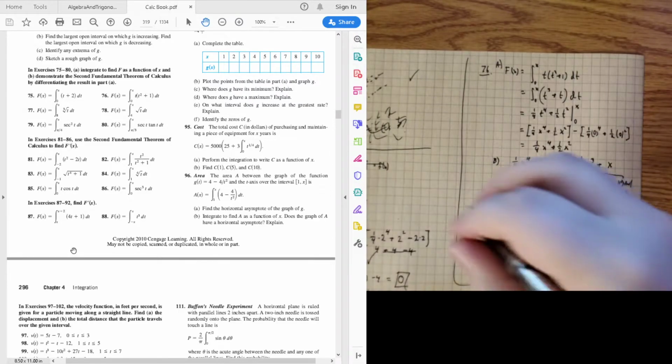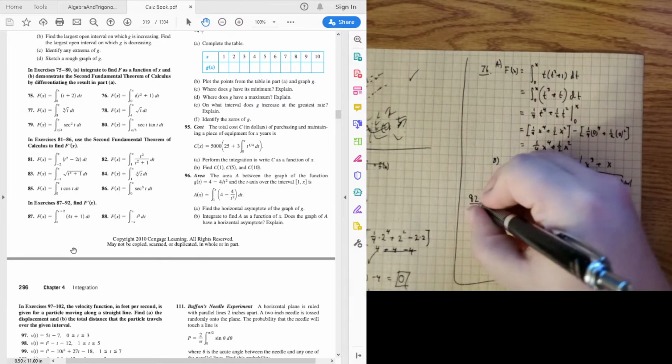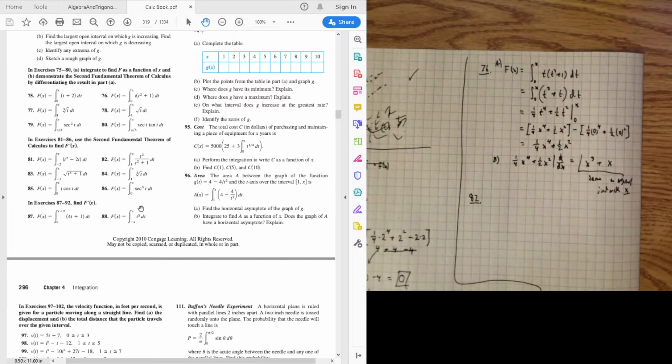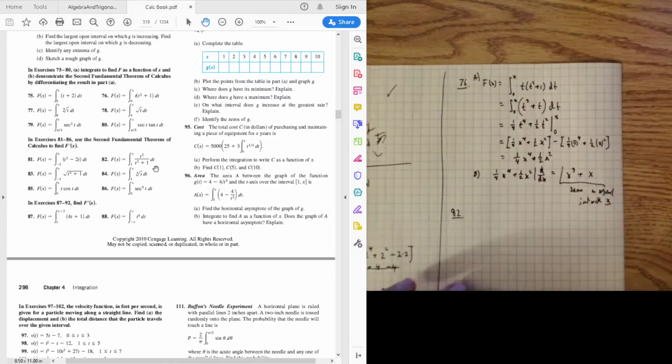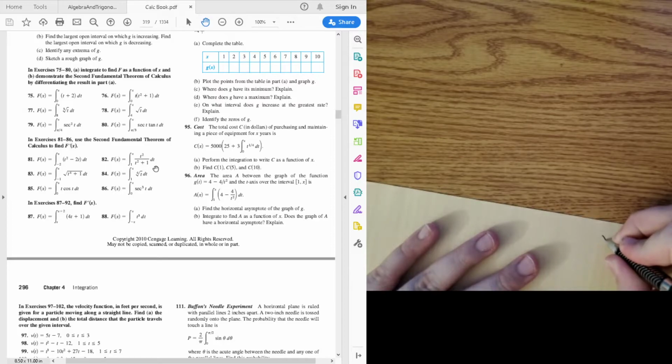All right. Let's look at 82. It says specifically to use the second fundamental theorem of calculus to find f prime. Okay, so in this case, I can predict what the answer is going to be. I will hide it just for a second on the other side of the page. Kaboom. You ready for this? Easiest problem in the world. Okay.